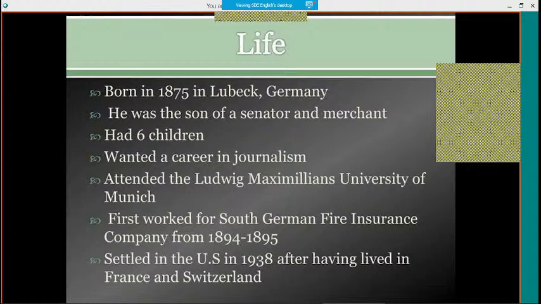He wanted a career in journalism, and he attended Maximilian's University of Munich. That's the college where he went. Then he first worked for a South German fire insurance company from 1894 to 1895, and then he settled in the US in 1938 after having lived in France and Switzerland. That's the basic information about his life.